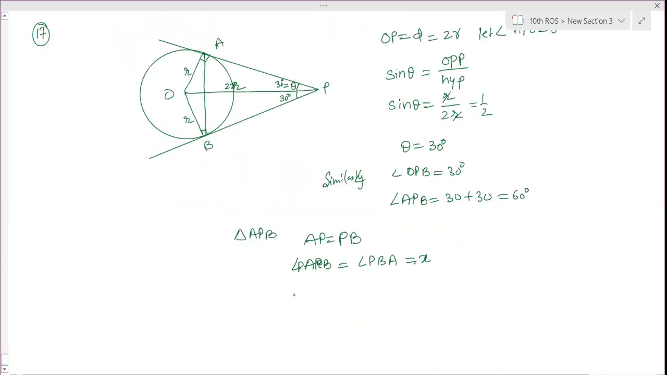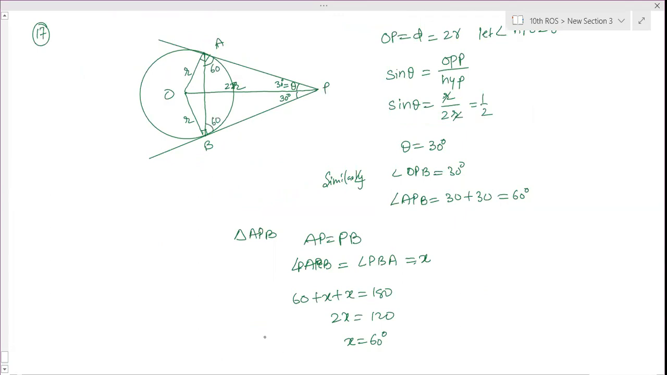So by the angle sum property, 60 plus X plus X is equal to 180. 2X is equal to 120. X is equal to 60. So P is also 60. This is also 60. This is also 60.